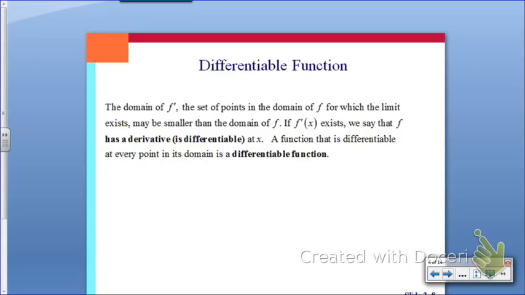If a function has a derivative, it is considered to be differentiable. We say that f prime exists and that f has a derivative or is differentiable at x. A function differentiable at every point in its domain is a differentiable function. Please remember that it says in its domain.